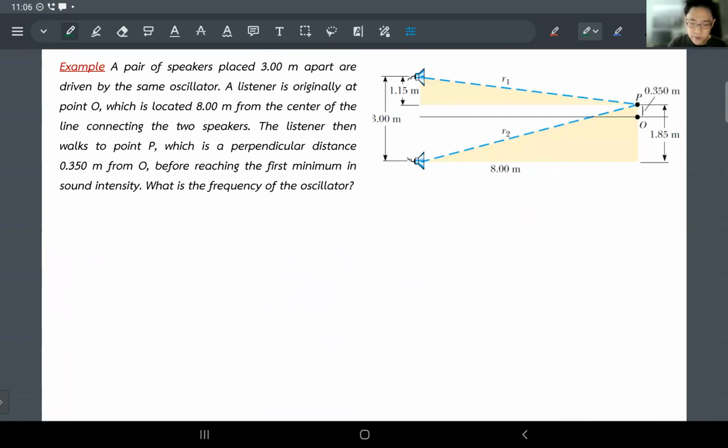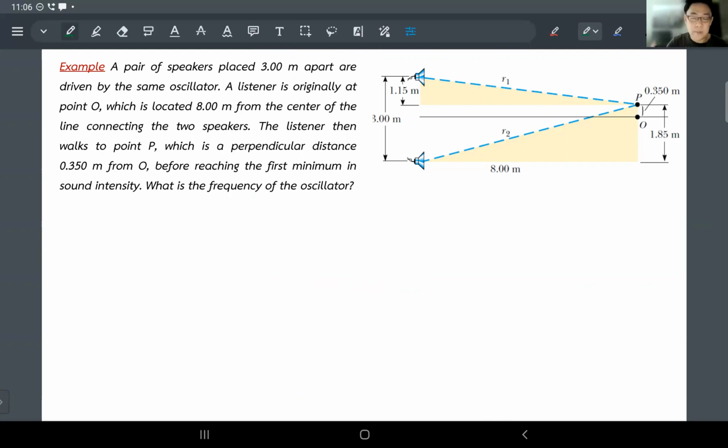All right, so you have a pair of speakers placed 3 meters apart. Cool. And the speakers are run by the same oscillator. This guarantees that the waves coming out of these two speakers are exactly the same, no difference. Now a listener is originally at point O, which is at the center, and is located 8 meters from the center of the line connecting the two speakers. Very good. So that's your starting point. And then the listener walks to point P.